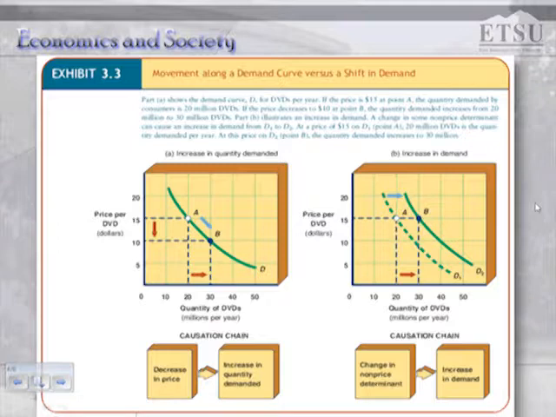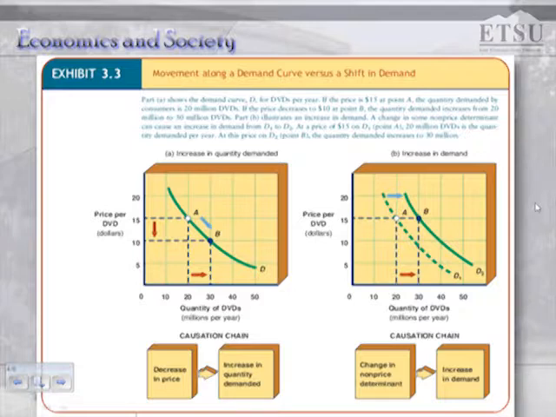Illustrated graphically, a change in price moves us from a point on a demand curve to another point on the same demand curve. So in this case, the price of DVDs falls from $15 to $10. The quantity of DVDs purchased per year in the entire market goes from 20 million to 30 million.